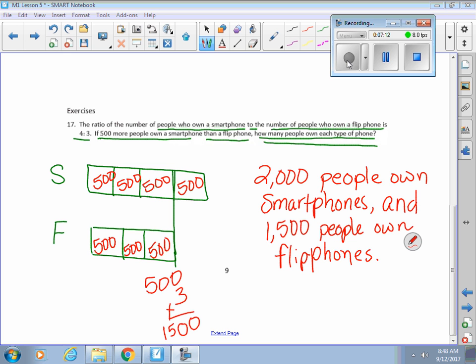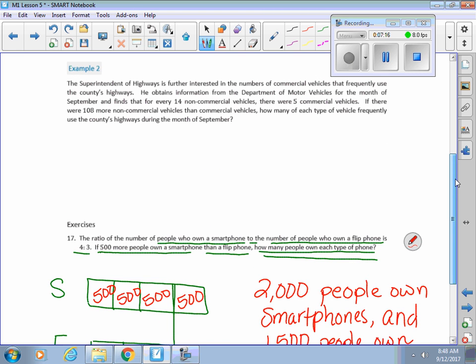Okay, so that finishes up exercise 17. Now that we have a little more background on the state diagram stuff and we've practiced it once with a pretty easy example, we're going to do this for commercial and non-commercial vehicles. So what we're going to do is draw another tape diagram, but let's read the problem first.